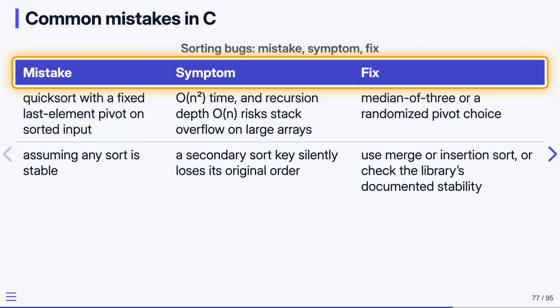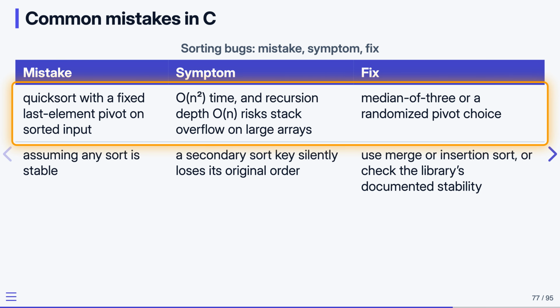These are the common mistakes in C. Each row gives the mistake, the symptom it causes, and the fix. Let's walk them one by one. The first mistake is quicksort with a fixed last element pivot on sorted input. The symptom is O(n²) time, and a recursion depth of O(n) that can overflow the stack. The fix is a median of 3 or a random pivot.